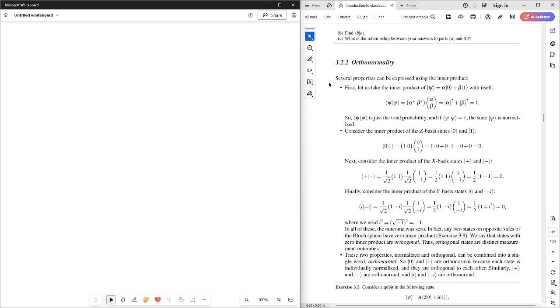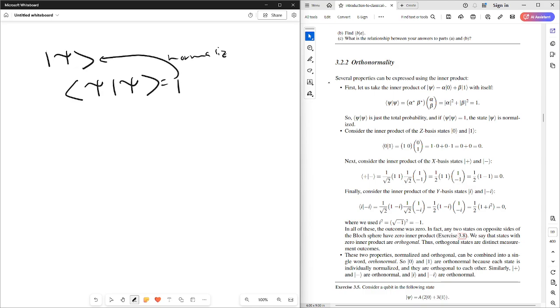Several properties of the inner product. Basically, if we take the inner product of a state with itself, it should equal 1. So if we have psi, and the inner product of psi with psi equals 1, then psi is normalized, because we wind up with a squared plus b squared equals 1.